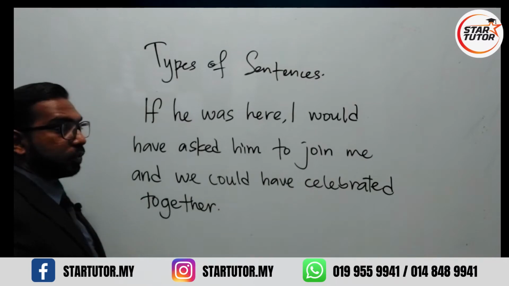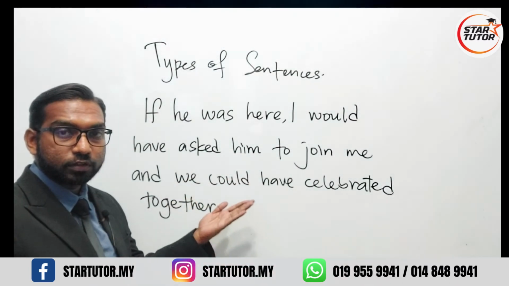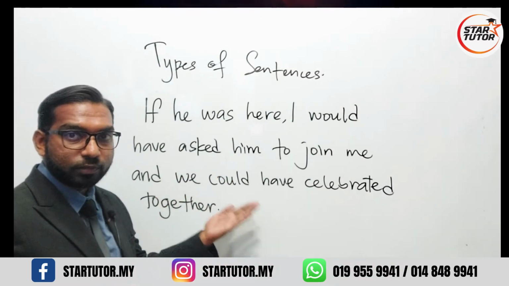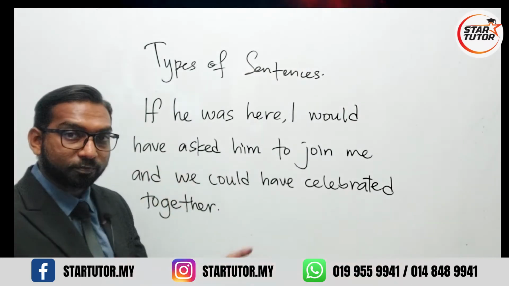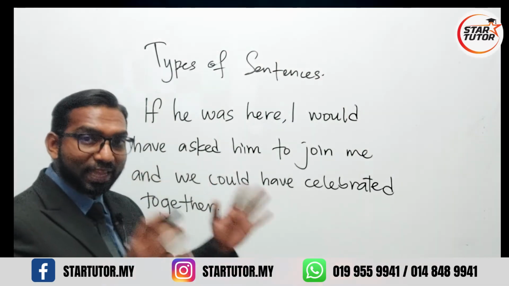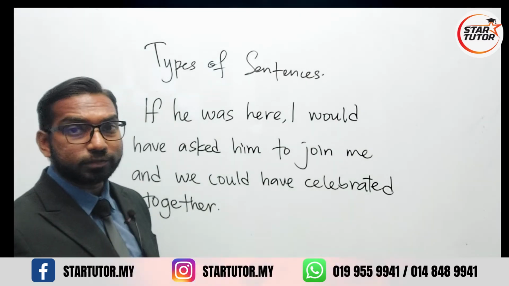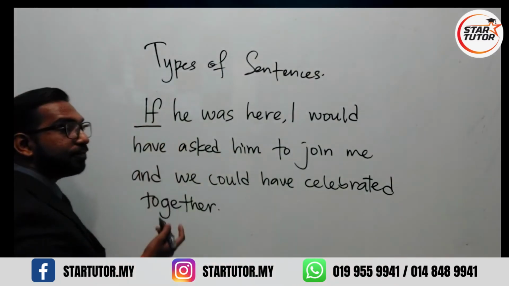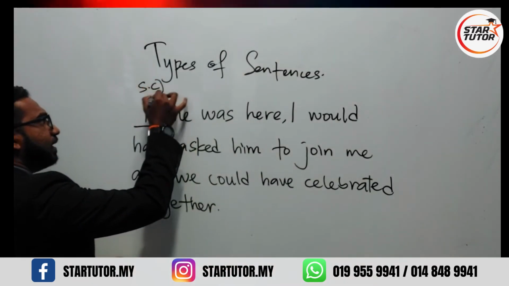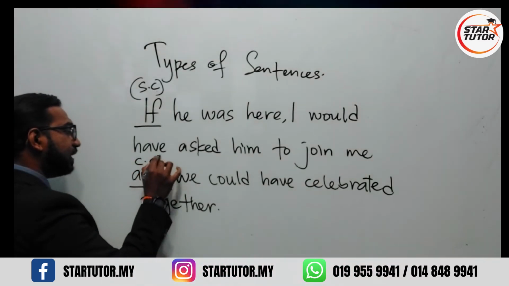Okay, so as you can see, this is a conditional sentence. If conditional sentence, which is the third condition, which I have explained in one of my videos, right? Let's look at the compound complex sentence. Let's break them down. Okay, so let's find out where the conjunctions are first. For example, if is a subordinating conjunction. What about and? And is a coordinating conjunction.